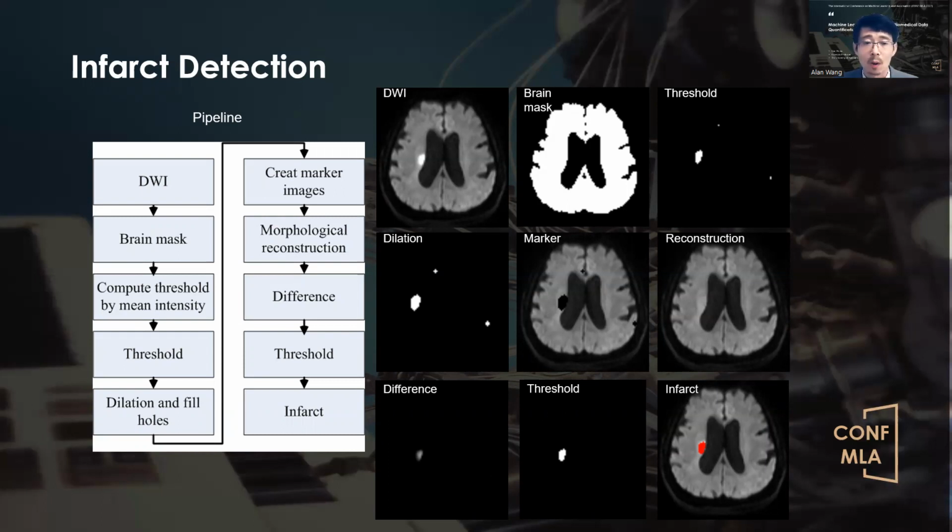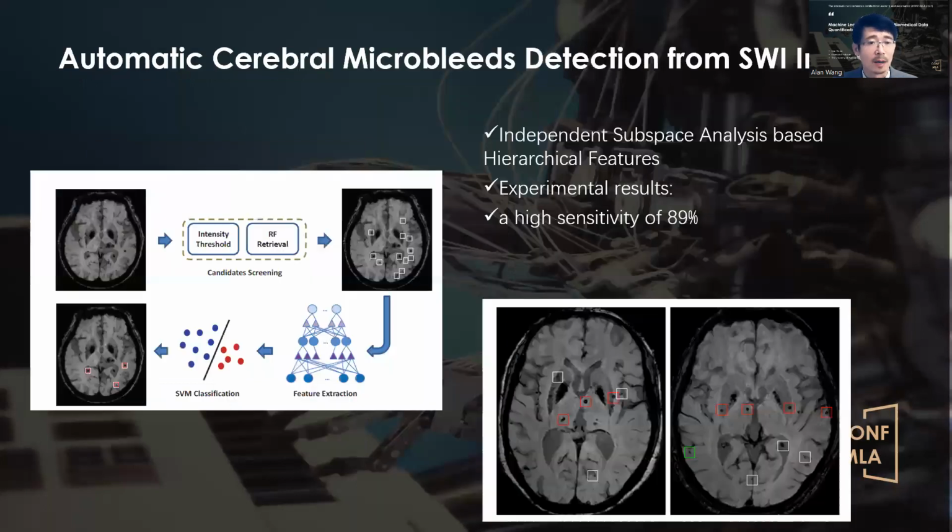And we can derive a difference image by comparing the original image and the image operated by morphological reconstruction. So finally, based on the difference image, a proper threshold will be applied and we obtain the infarct. This is the traditional image analysis pipeline. The advantage of the traditional image analysis pipeline is that we don't require a large amount of training data. Just based on these processing steps, we still can obtain a reliable segmentation of the infarct.